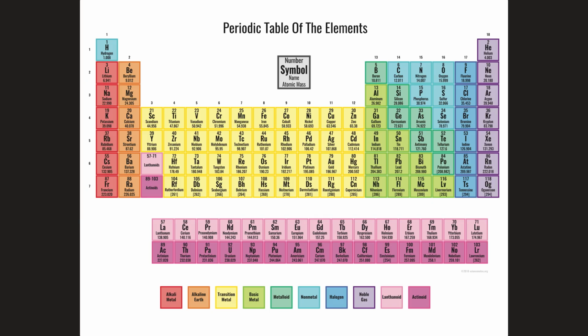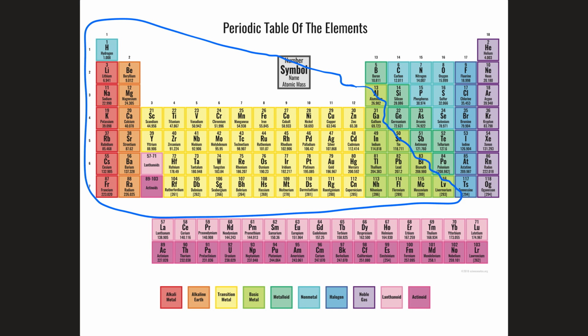So here's the periodic table. If we remember, the metals are pretty much everything from this side of the stair step forward, and our nonmetals are everything on this side of the stair step. And then, of course, everything on the stair step are our metalloids, which can have properties of both metals and nonmetals.